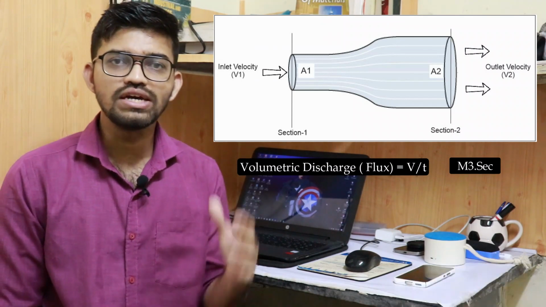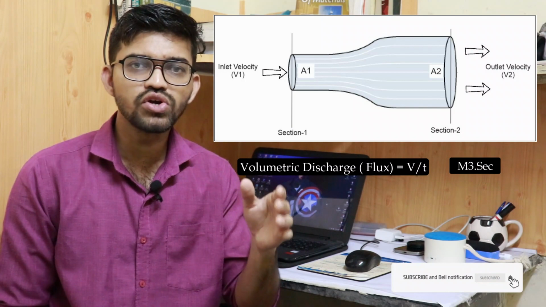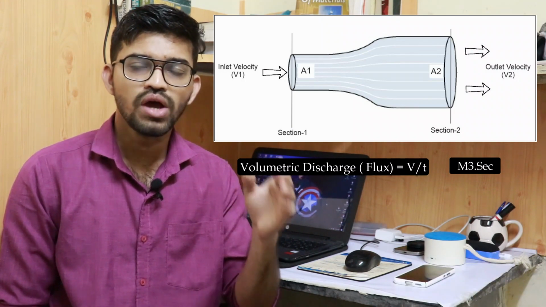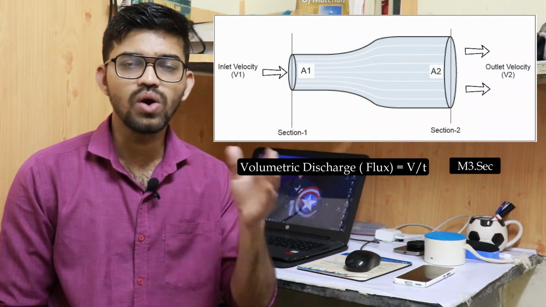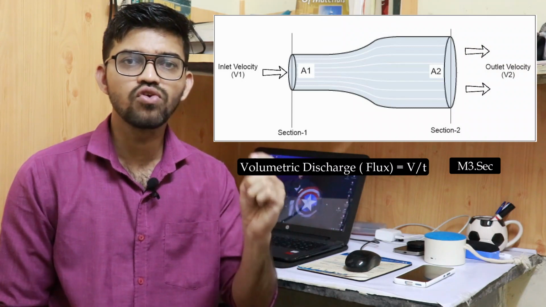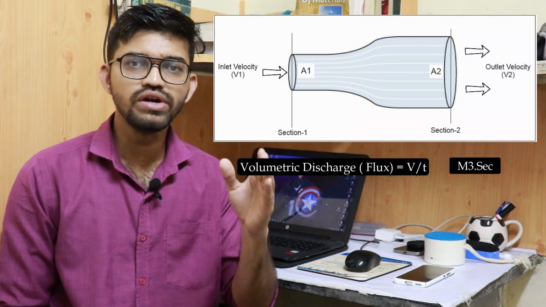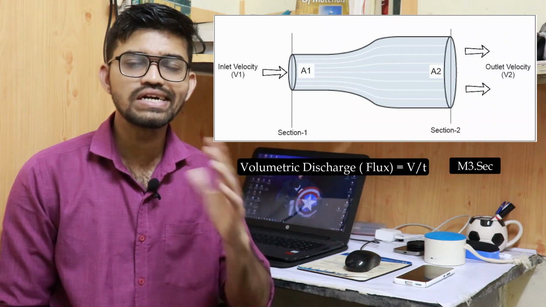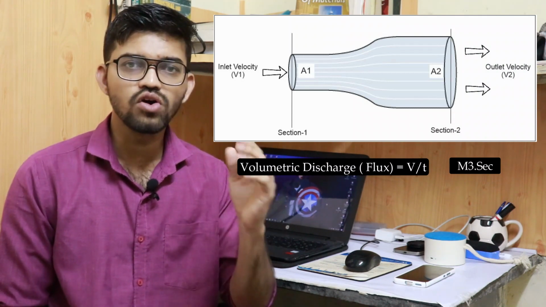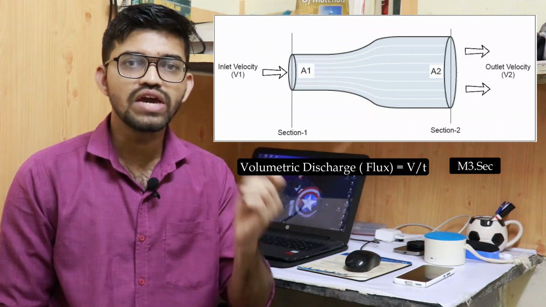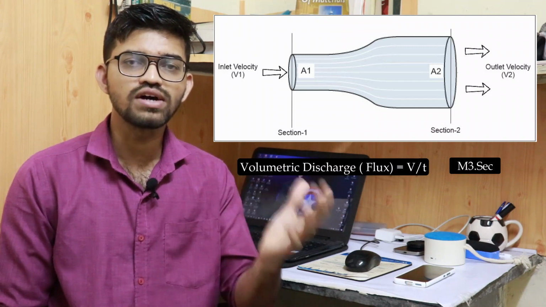So guys, in this video we have seen the continuity equation, A1V1 is equal to A2V2, and the volumetric flow rate, that is, the amount of fluid that flows per unit time. I hope you understand this simple equation of continuity and the flux.